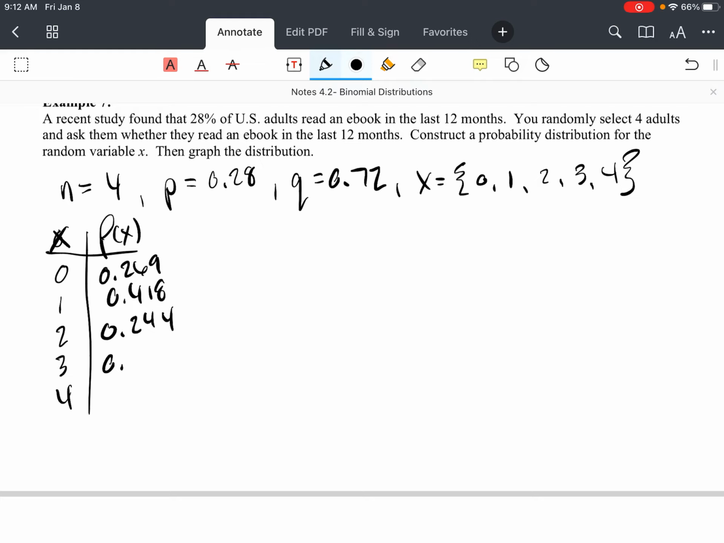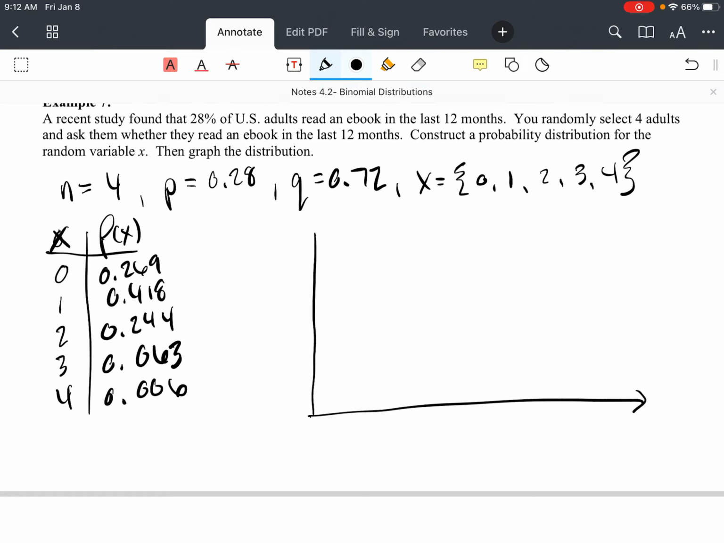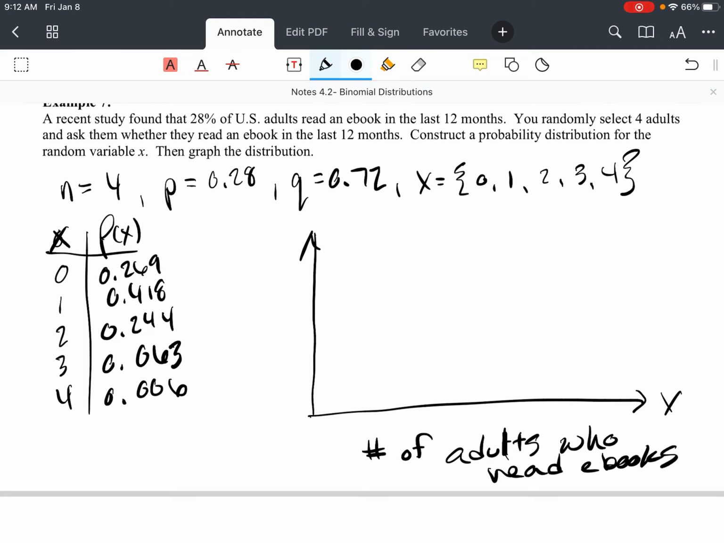0.418, 0.244, 0.063, and 0.006. Okay? So building a histogram, we have on our x-axis the number of adults who read ebooks.